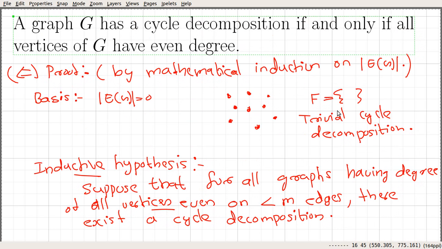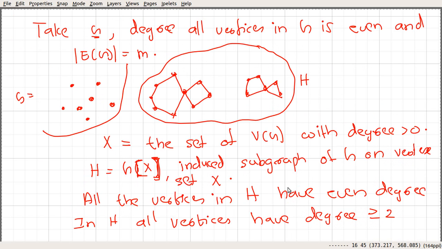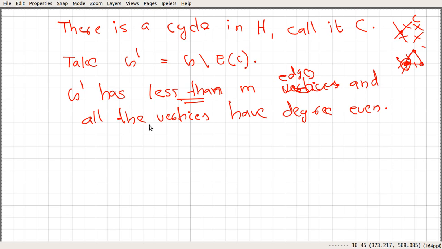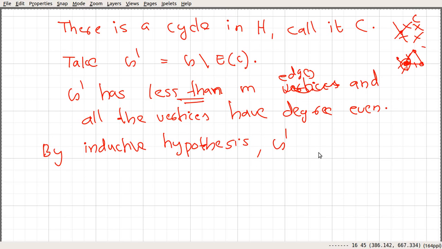Okay, now what we can do is invoke our induction hypothesis. All the vertices are even and we have a graph with less than m edges. So G dash has less than m edges and all the vertices have even degree, and by our inductive hypothesis we can very easily see that this graph G dash has a cycle decomposition.